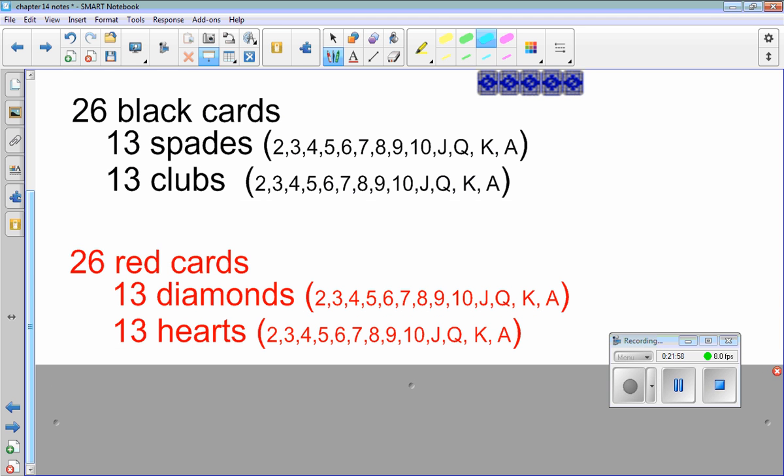That's what I meant to say, not what I actually said: 13 diamonds and 13 hearts. So that would be a way to describe the sample space if you wanted to. We could describe it that way.